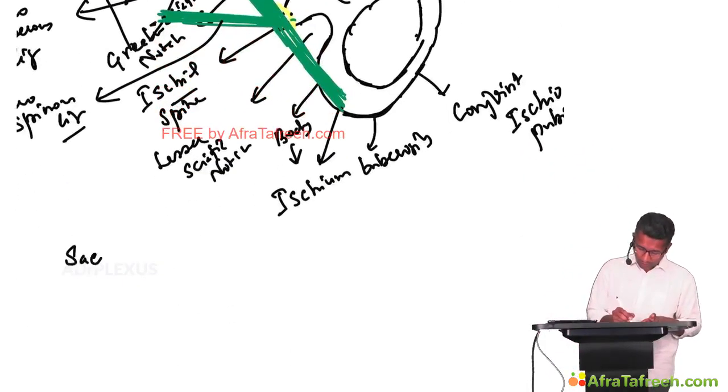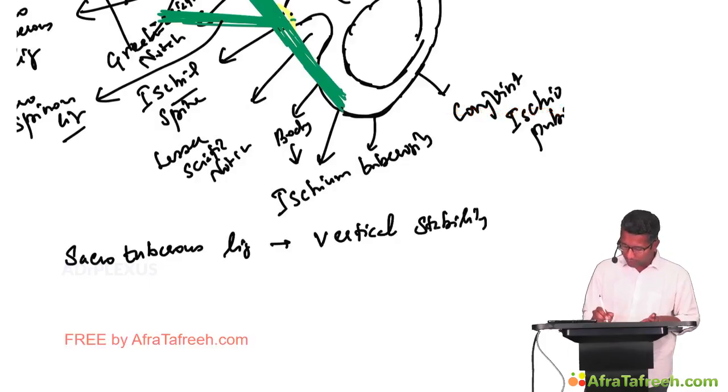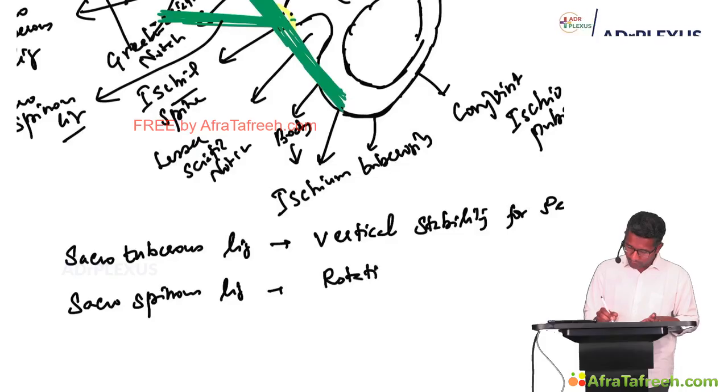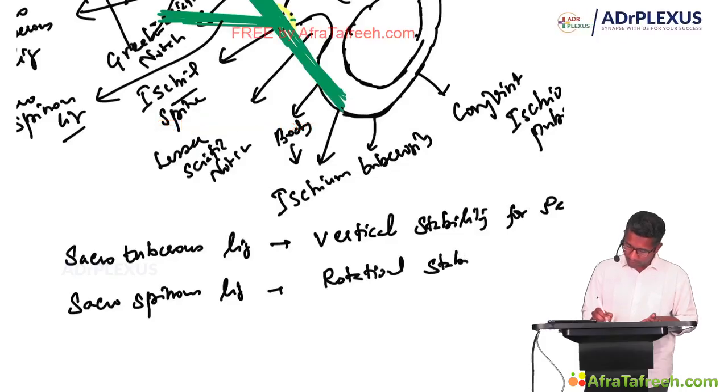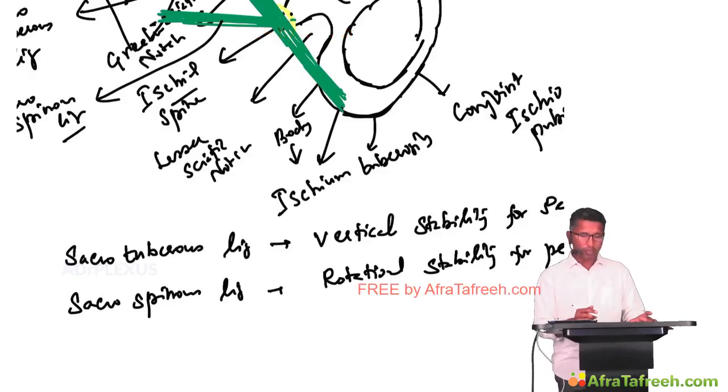The sacrotuberous ligament helps in providing vertical stability for the pelvis. The sacrospinous ligament provides rotational stability for the pelvis. Okay, fine. I hope you are clear with this.